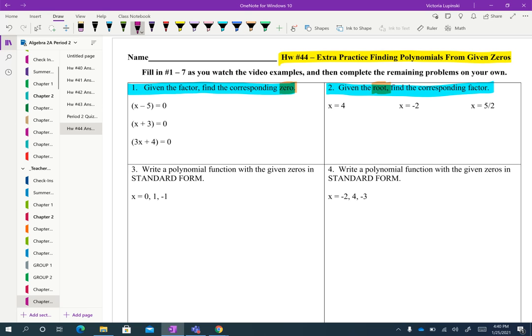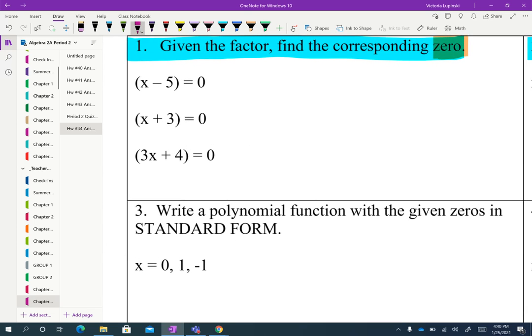So over here on the left, given the factor, find the corresponding zero. So notice that each of those parentheses are equal to 0. So all you have to do is solve for x. So in the first one, you would add the 5, which means x would be 5. In the second one, you would subtract the 3, so x would equal -3. And then for the last one, you'd have to do 2 steps. You would have to first subtract the 4, then divide by 3, which would give you an answer of -4/3.